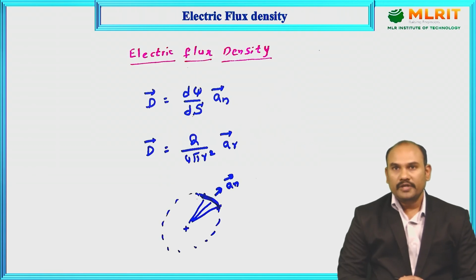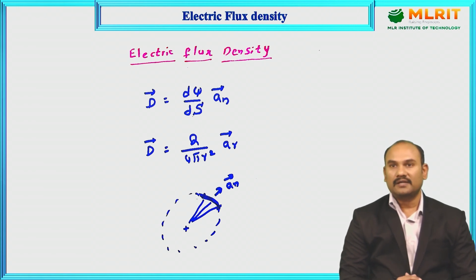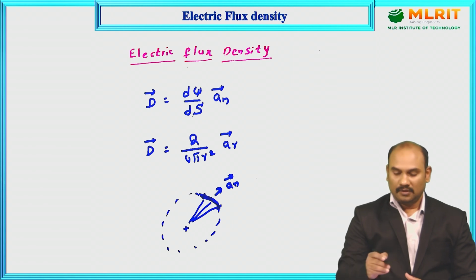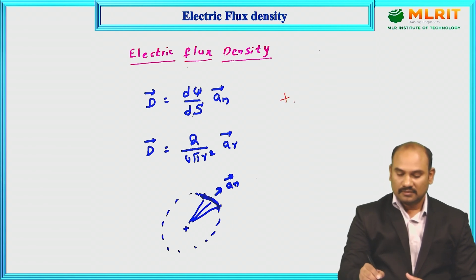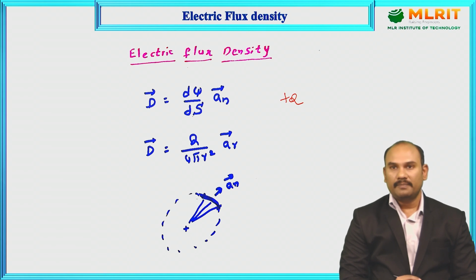Before going to understand what is flux density, first we should understand what is electric flux. Electric flux is a visual representation of electric lines of force. If you have a charge Q, a positive charge Q, immediately what will happen? It is surrounded by its own field, which we say is the electric field of that electric charge Q.